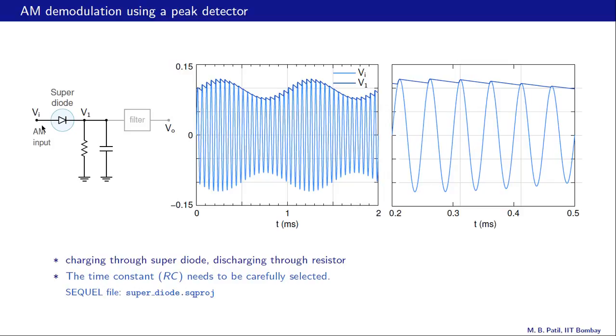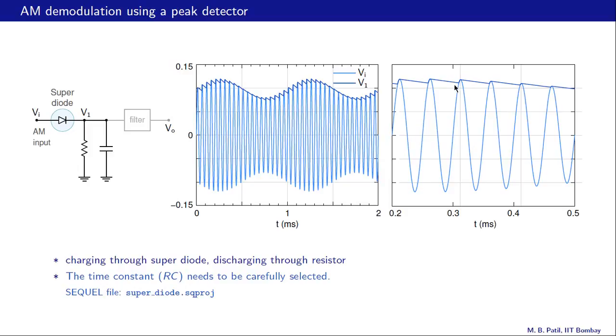When Vi is larger than V1, the capacitor gets charged, otherwise it discharges through this resistor. So the charging happens through the super diode and discharging through the resistor. And here is an expanded view of these waveforms, which shows this charging and discharging process more clearly. So here we have charging, then discharging, then charging, then discharging, and so on.